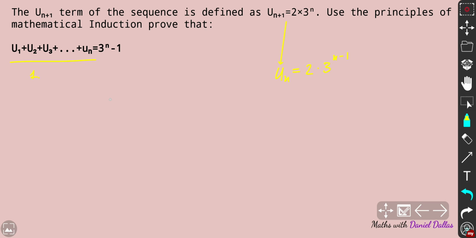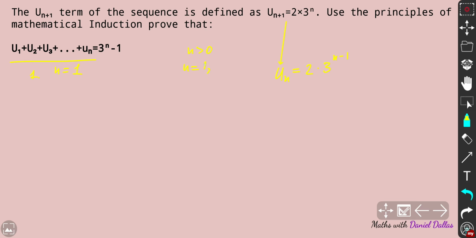We need to first prove for a specific number n, and that's going to be our base statement. So let's plug n equals 1. You're eligible to plug actually any number which is more than 0, because we understand that the sequence starts from the u1 term, and the u first term is going to be the very first term in the sequence.